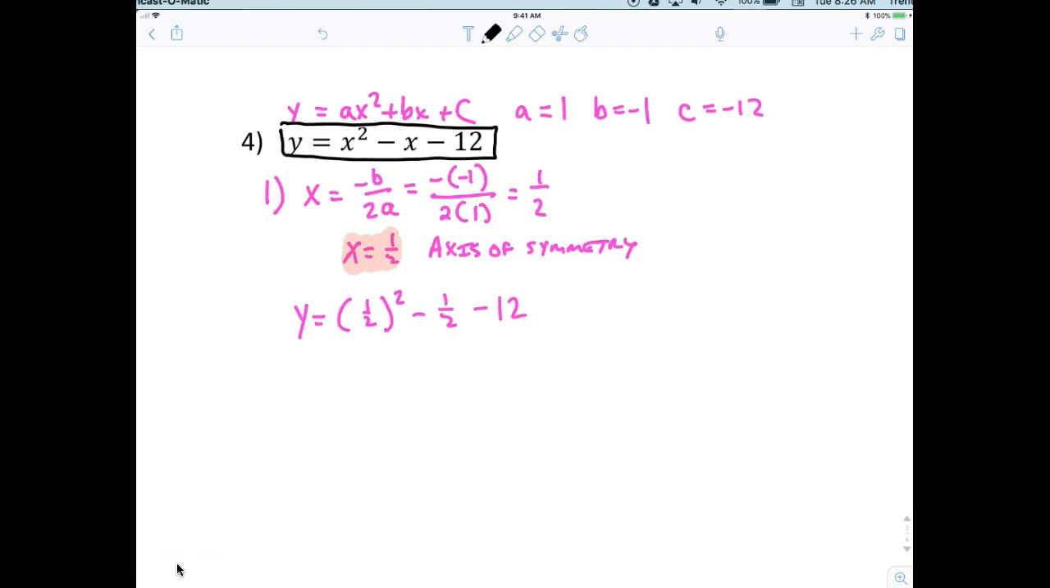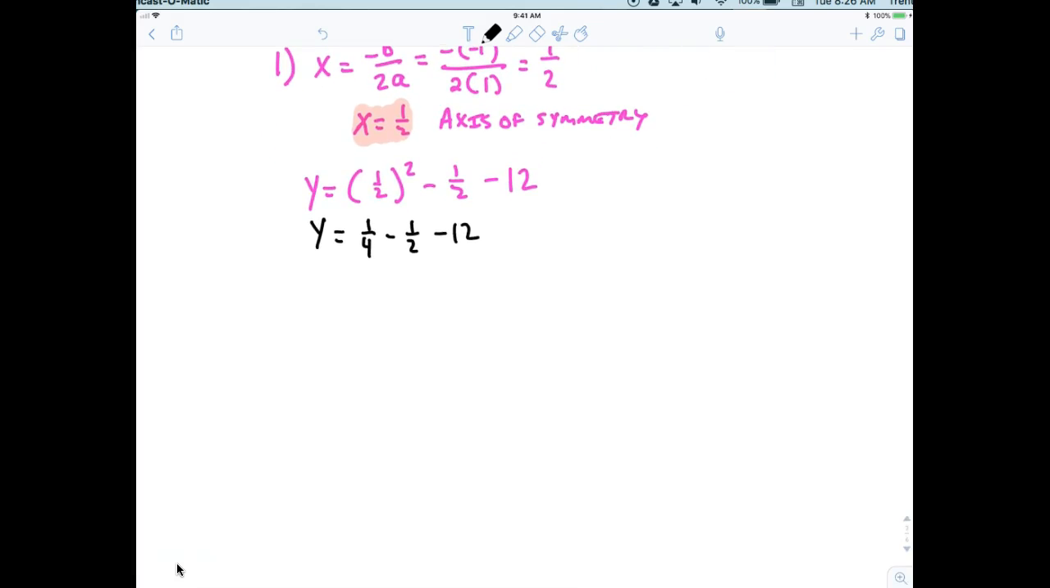So now we're going to go ahead and simplify this. So this becomes y equals 1/4 minus 1/2 minus 12. Now, you should be able to look at that and say y equals 1/4 minus 1/2. Remember, 1/2 is 2/4. So 1/4 minus 2/4 is -1/4 minus 12. So you should be able to look at that and say that's really -12 and 1/4. If you wanted to write -12.25, I'm totally fine with that.